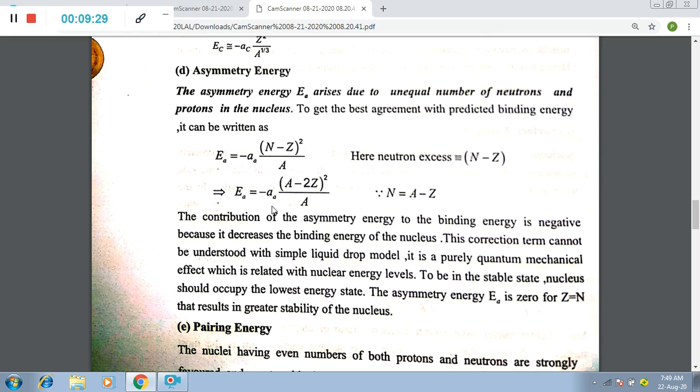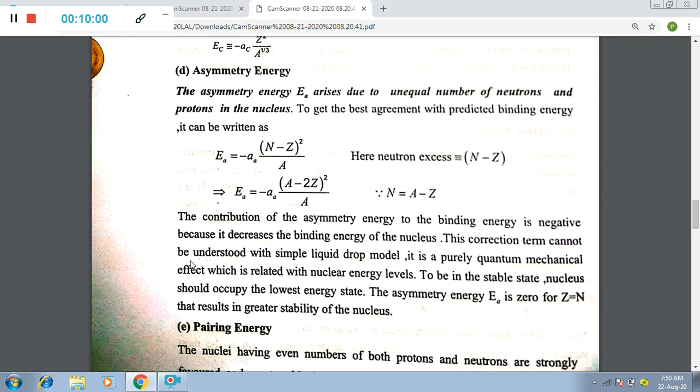So by substituting N equals A minus Z, we get (A minus 2Z) whole square instead of (N minus Z) square. The contribution of the asymmetry energy to the binding energy is negative because it decreases the binding energy of the nucleus. This correction term cannot be understood with the simple liquid drop model.